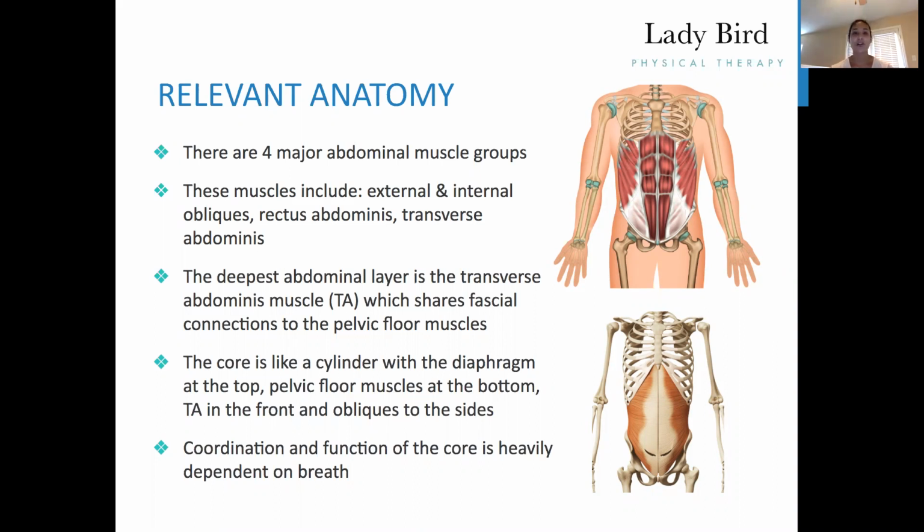So imagine your core is shaped like a cylinder, and you have the top, that's the diaphragm, the bottom's the pelvic floor, and then the transverse abdominis is the front, but it's also the sides because it's kind of shaped like a corset. And then on the sides, you have the obliques that reinforce. The other thing that's important, based on the fact that I mentioned the diaphragm is part of the core, is that breathing is extremely important. And it's important for coordination and function of all of these muscles working together.